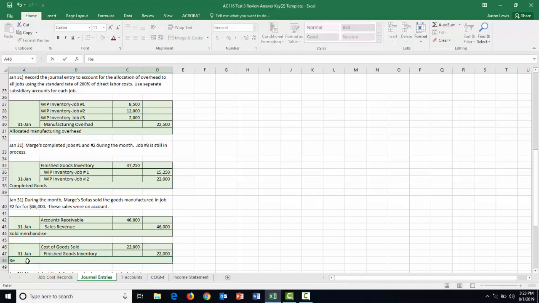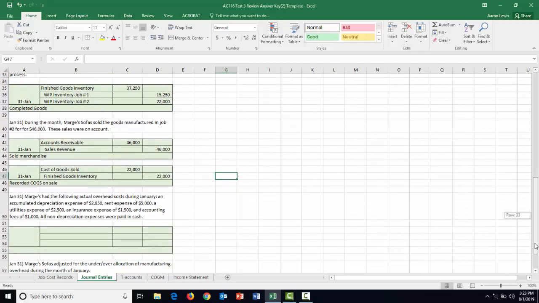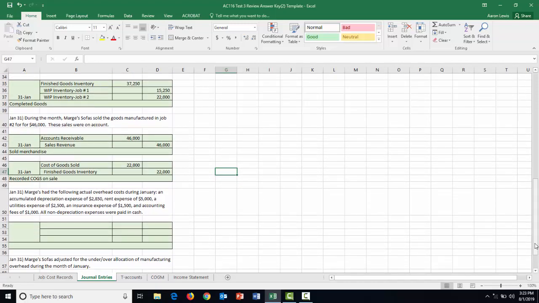And what happened here is we recorded COGS on sale. Next entry that we have is our actual overhead expenses. So what overhead expenses did we have during the period? We had accumulated depreciation of $2,850. We had rent expense of $5,000, assumed to be on our production plant. We had a utilities expense of $2,500, an insurance expense of $1,500, and we paid accounting fees worth $1,000.